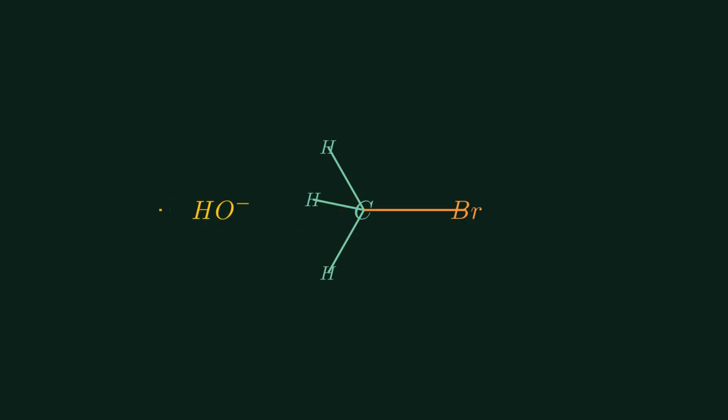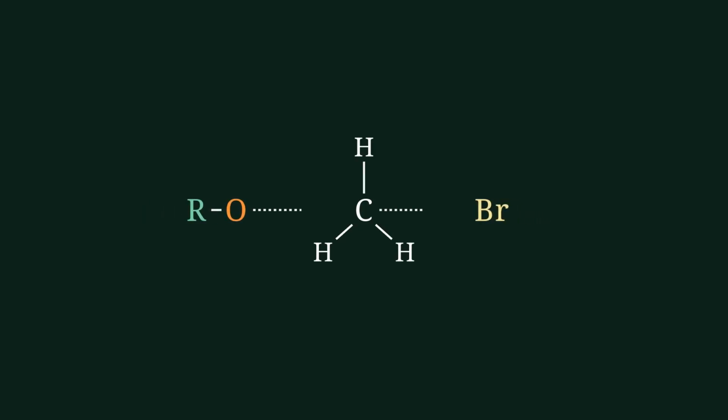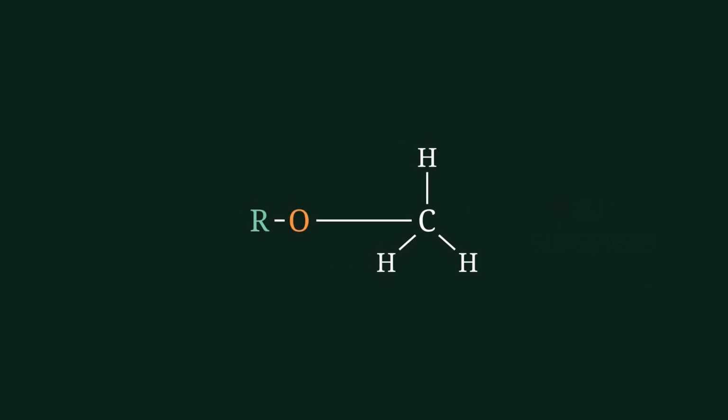As the oxygen begins to form a new bond with the carbon, the bond between the carbon and the bromine begins to break simultaneously. There's a beautiful, fleeting moment called the transition state, where the carbon is momentarily bonded to both the oxygen and the bromine. Then, in one fluid motion, the bromine pops off as a leaving group, and our new ether bond is sealed.